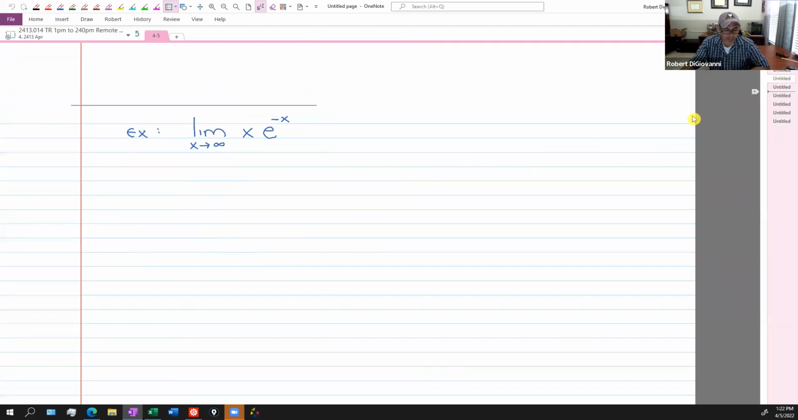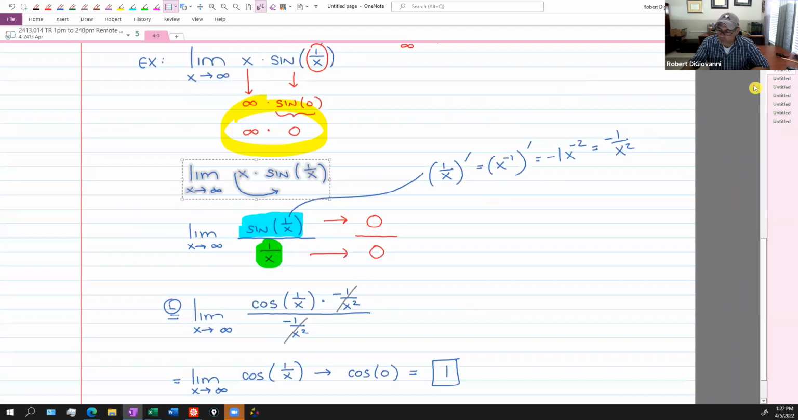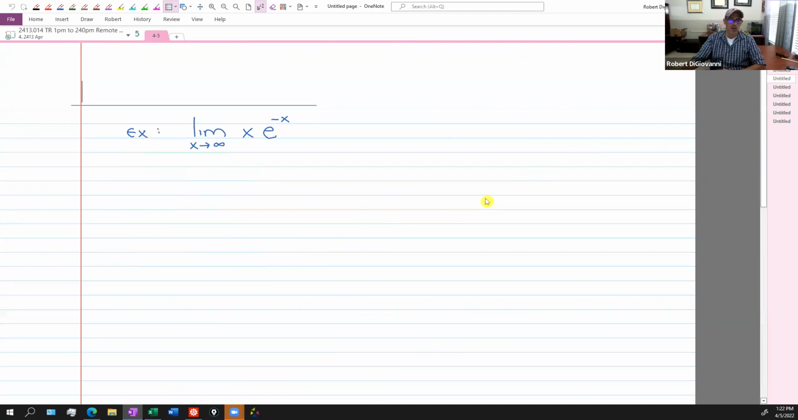Let's do another one. Okay, here we go. The limit as x goes to infinity of x times e to the -x. So I've got to know what's happening first, right? You can't do anything unless you know what's happening. So I hope it's obvious that this goes to infinity, right? X is going to infinity. And now I need to know what e to the -x goes to. So doesn't that go to e to the -infinity? You're replacing the x with infinity.